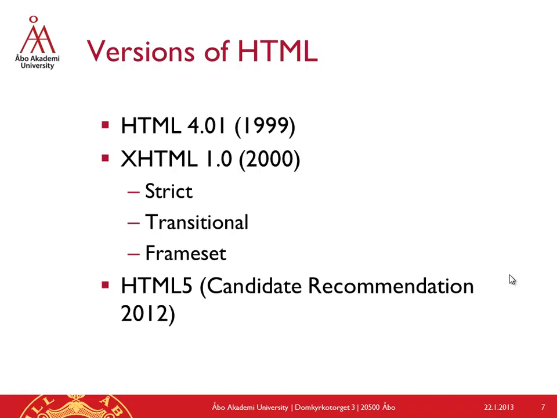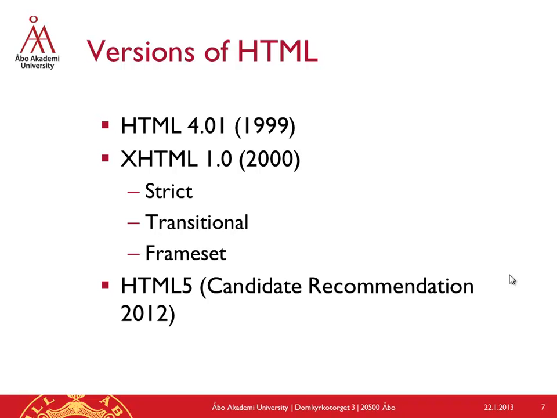Then this standard of XHTML was created. There was an idea of providing some relationship between HTML and XML. XHTML contains more strict rules than basic HTML has. It also has 3 different versions, which are related to HTML 4.01. I will get back to them a bit later.